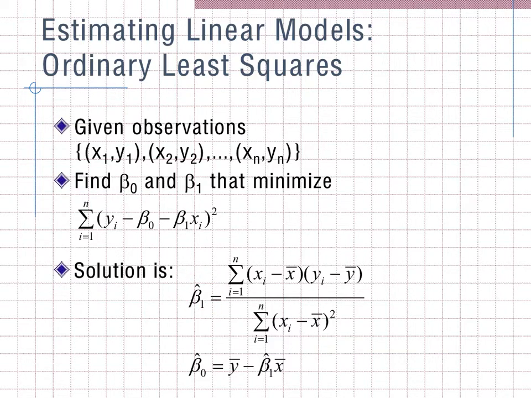Beta 0, the intercept, is obtained easily once we've gotten beta 1. We say that beta 0 hat is going to be equal to y bar, the mean of all the y's in our data, minus our estimate beta 1 hat times x bar, the mean of all the x values in our data.